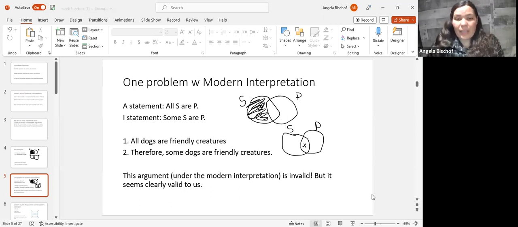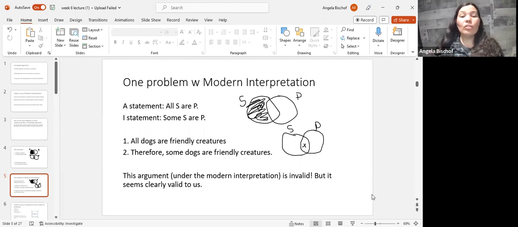Now let's look at some semantics. Let's consider this argument with its semantics. All dogs are friendly creatures, therefore some dogs are friendly creatures. This seems like a valid inference. If everything that's a dog is going to be a friendly creature, then certainly there exists one thing that's a dog that's also a friendly creature.